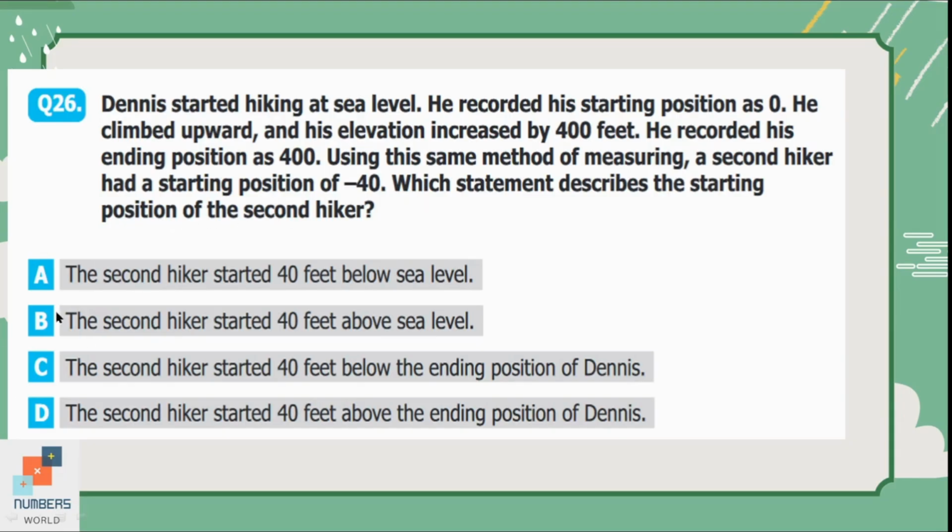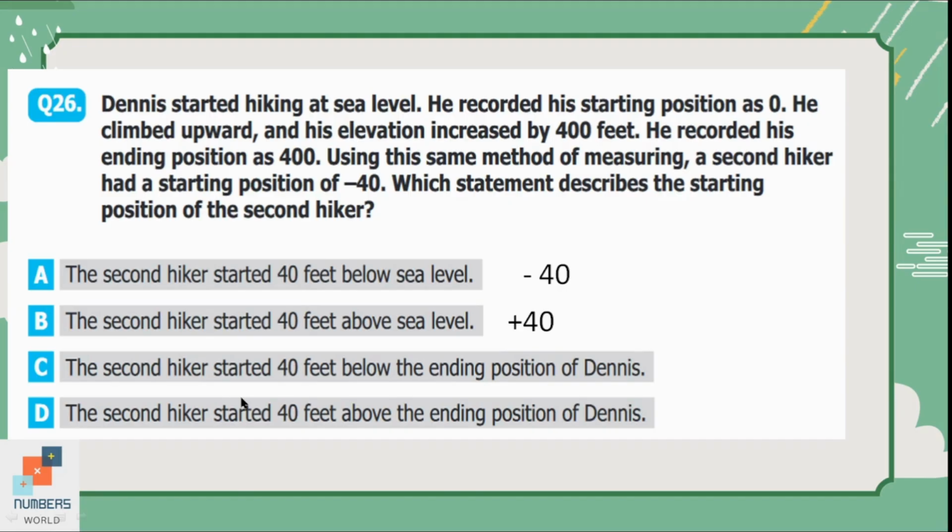So let's check all our options. Option A is the second hiker started 40 feet below the sea level. We know the sea level is at 0 and 40 feet below 0 is minus 40, which is our correct option because this is the starting position of the second hiker. But we may check the other options as well. Option B is the second hiker started 40 feet above the sea level. So sea level is at 0 and 0 plus 40 is equal to plus 40, which will be the starting position of the second hiker. That is incorrect.